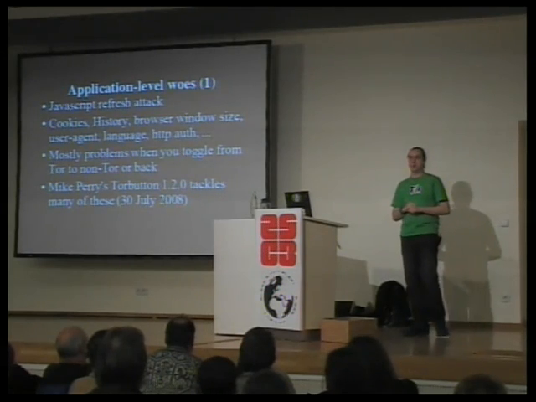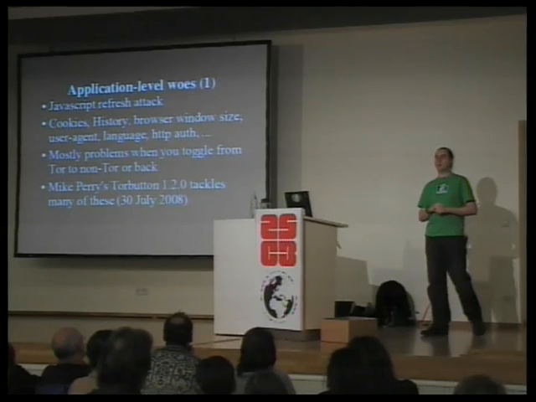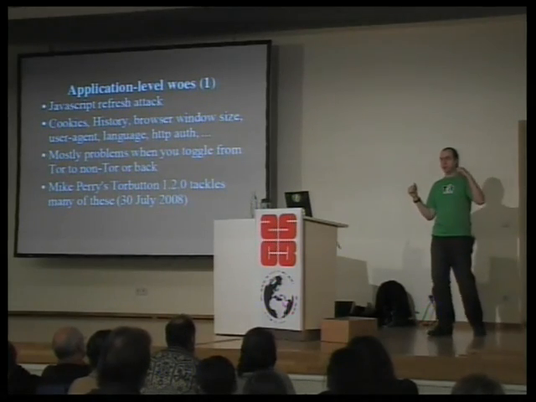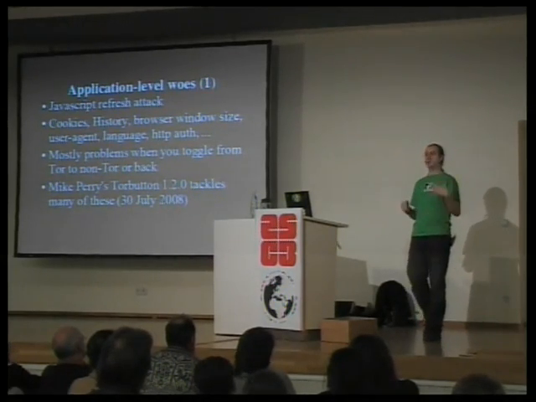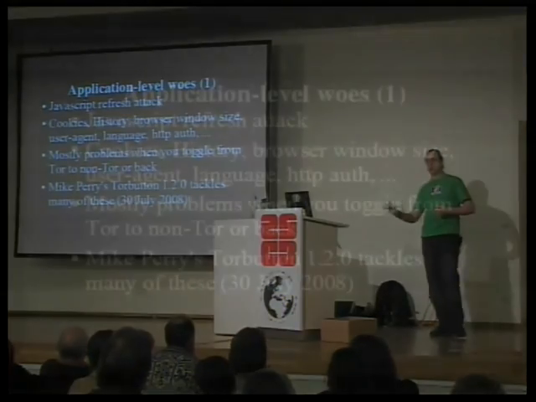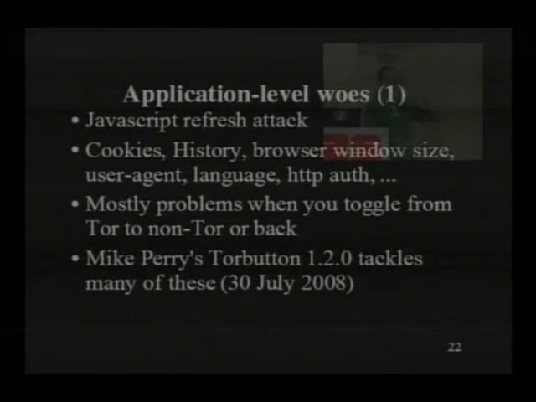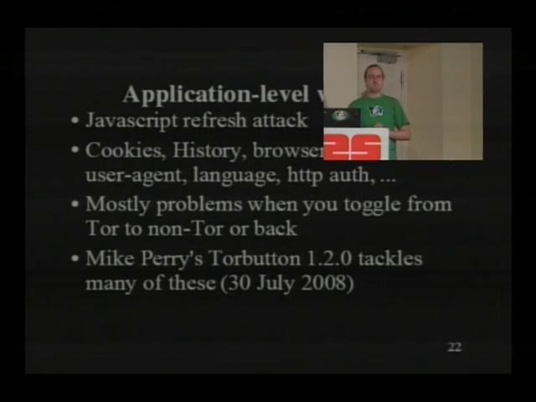So the new version of Torbutton that Mike Perry put out in July of this year tries to deal with a lot of these things. It actually blocks lookups for history, it blocks cookies, it clears the cache every time you switch back and forth, it makes sure to round the size of your window up to a certain amount. So it tries to tackle most of these.